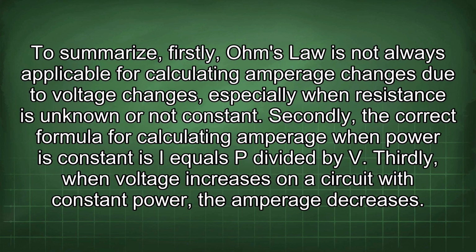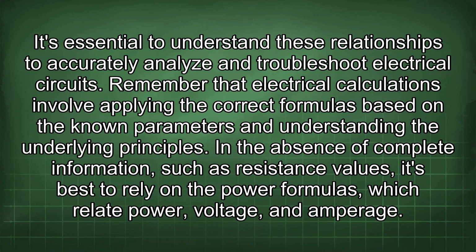To summarize, firstly, Ohm's law is not always applicable for calculating amperage changes due to voltage changes, especially when resistance is unknown or not constant. Secondly, the correct formula for calculating amperage when power is constant is I equals P divided by V. Thirdly, when voltage increases on a circuit with constant power, the amperage decreases. It's essential to understand these relationships to accurately analyze and troubleshoot electrical circuits. Remember that electrical calculations involve applying the correct formulas based on the known parameters and understanding the underlying principles.